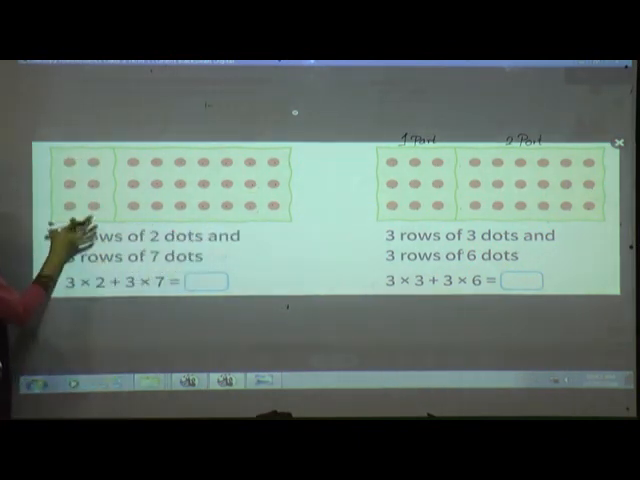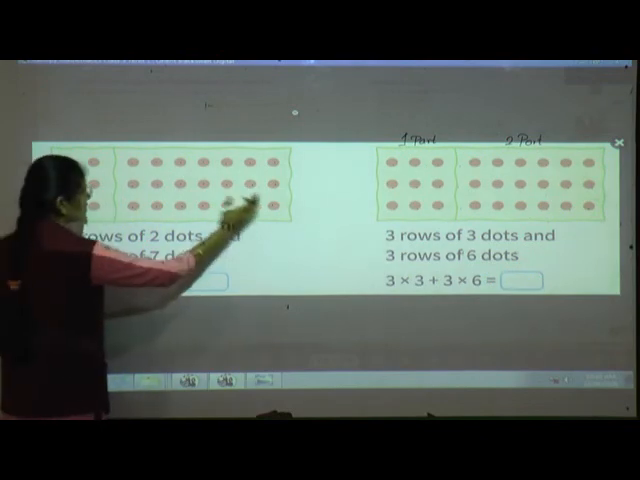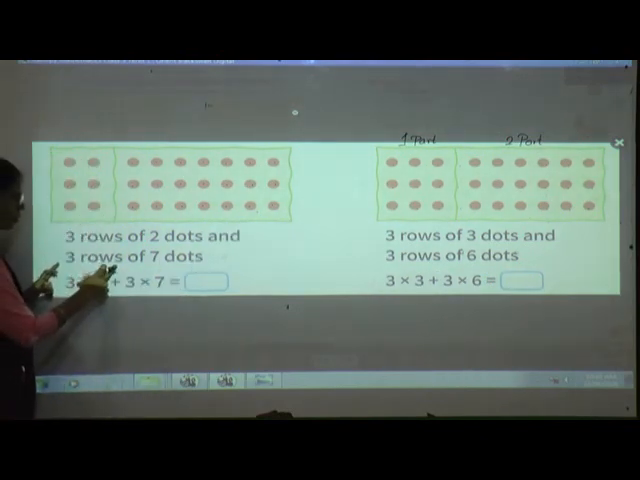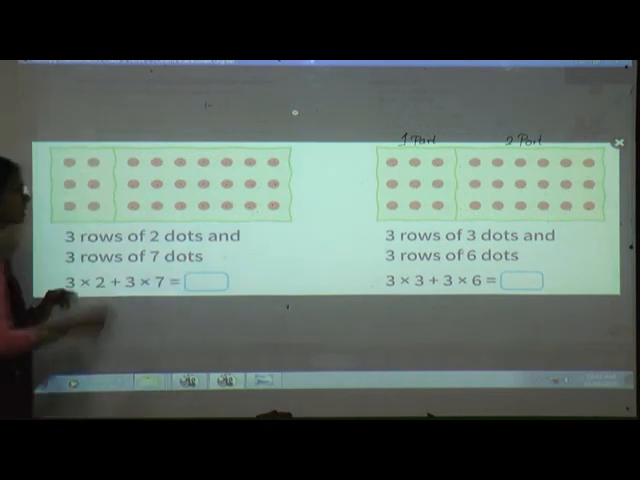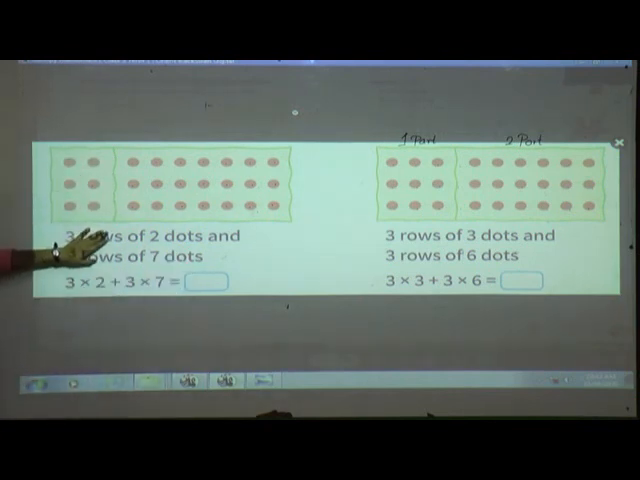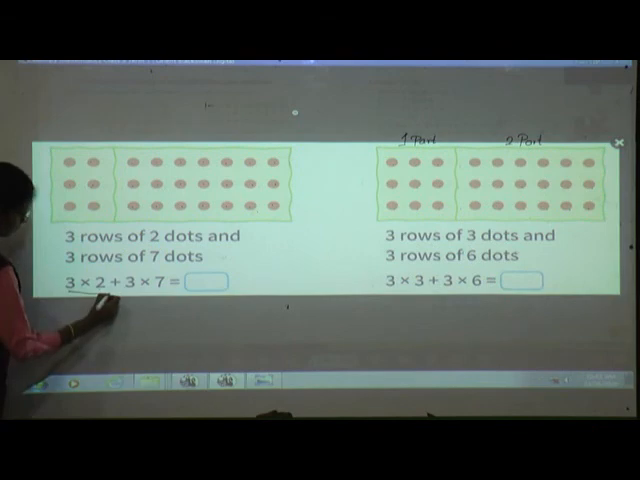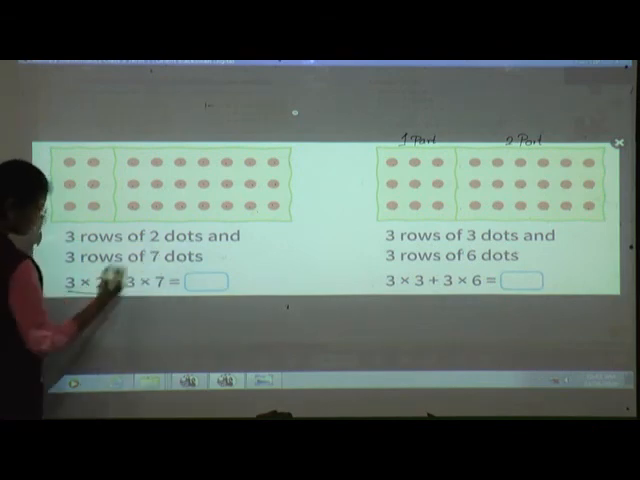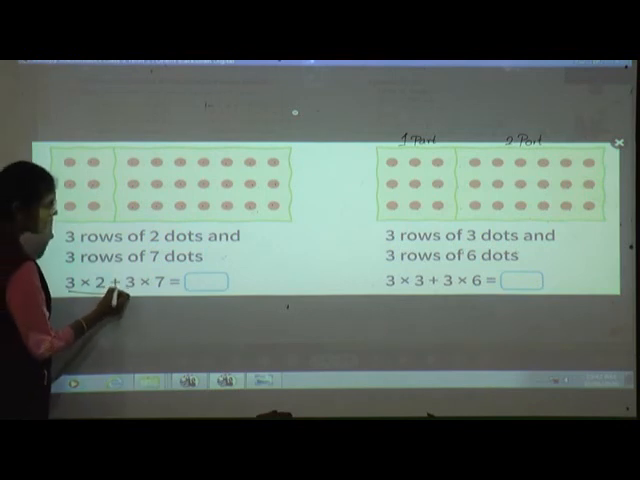Now what was the first part? 3 rows of 2 dots, because in each row here only 2 dots were there. And here in the second part there are 3 rows and in each row there are 7 dots. Then how can we write this sentence in numbers? Yes, 3 rows of 2 dots means 3 into 2. Now here the plus sign is there.